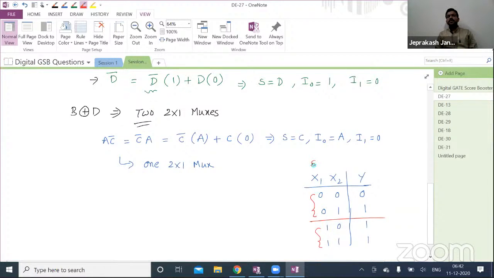Now with respect to a 2 by 1 mux, if the selection is 0, then I0 will be converted to the output. If the selection is 1, I1 will be converted to the output, right? So just observe here, whatever the x2 value is, that you are getting at the output. So that means the I0 value is nothing but x2. Now tell me, what is the I1 value? All of you please respond. What is the I1 value?